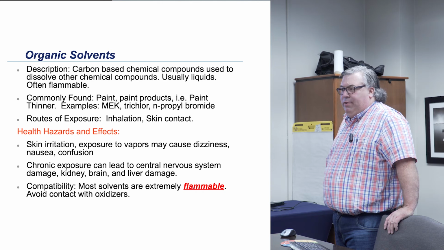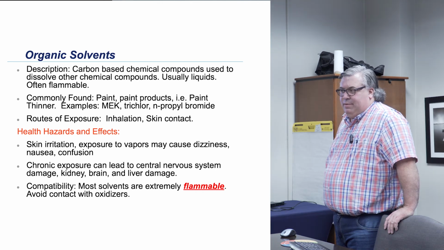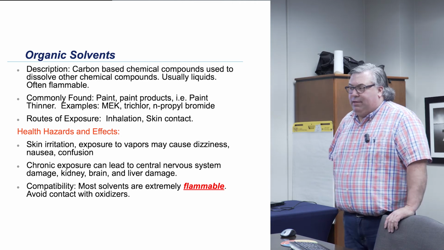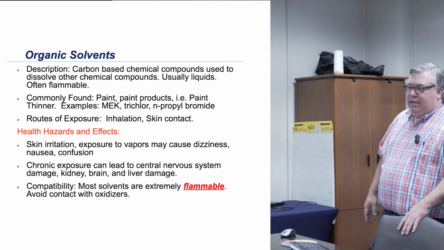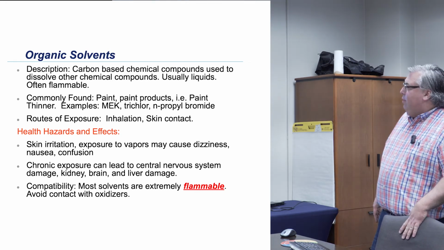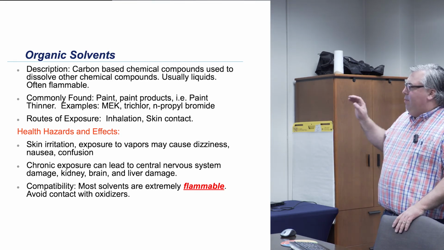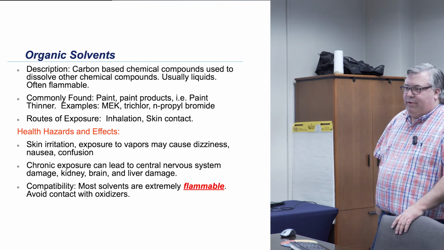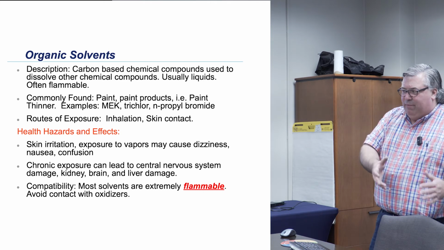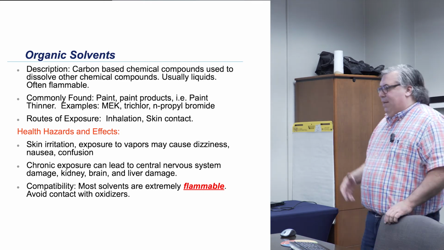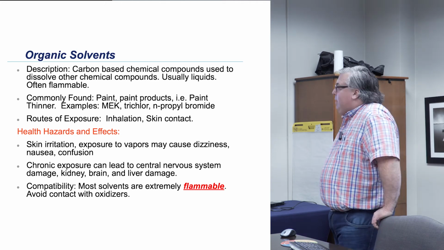MEK we use here in the masking room to dissolve paint. N-propyl bromide we use as a degreaser in our vapor degreaser in the back room. Routes of exposure, probably the worst is inhalation. Most of these are very volatile, meaning they go from liquid to gas phase very readily. So that's why you smell them so well.